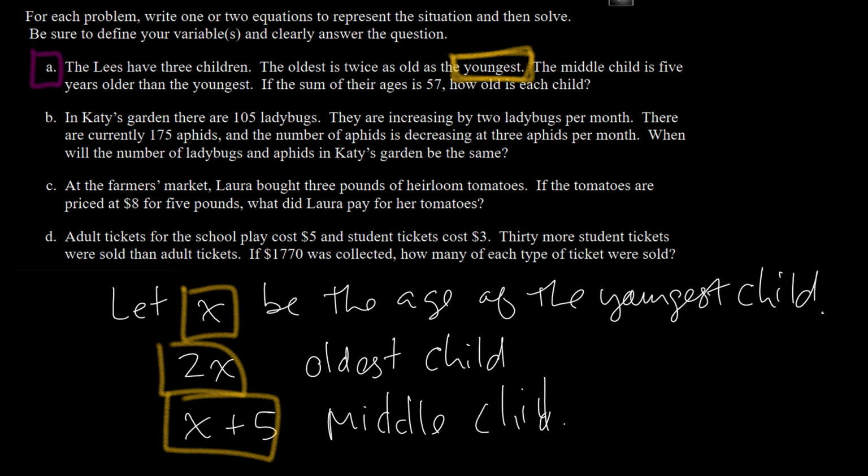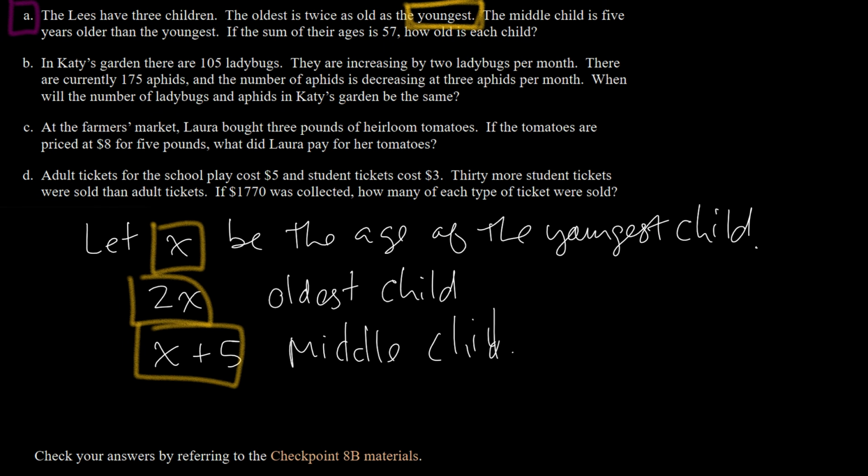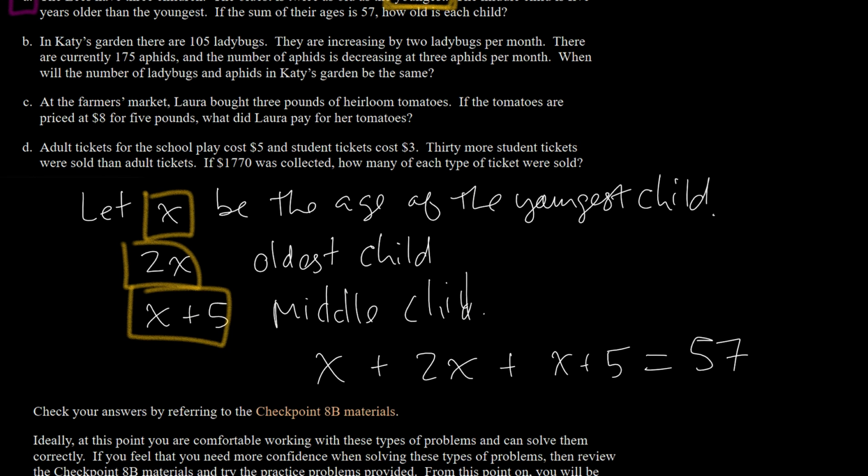It says the sum of their ages is 57. How old is each child? Oh, piece of cake, right? So the equation would be x plus 2x, the youngest child plus the oldest child, plus x plus 5, the middle child, and that has to equal 57. What makes this problem so doable is defining your variable and then writing these expressions like this. When I look at all this together, I've got 4x plus 5 equals 57.